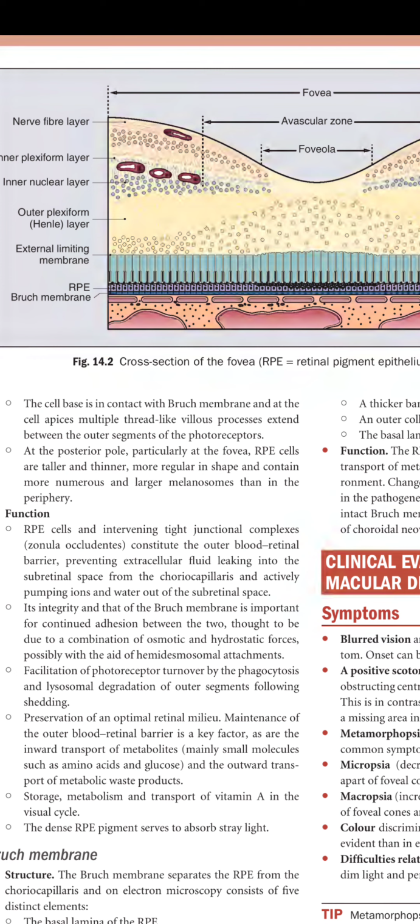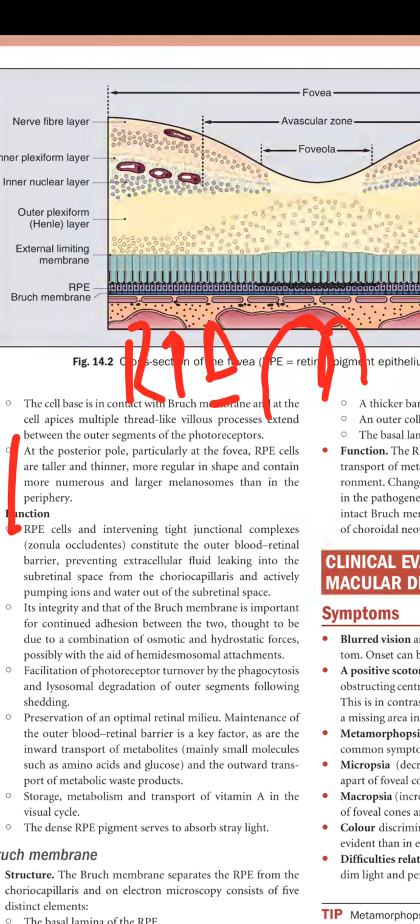At the posterior pole, particularly at the fovea, RPE cells are taller and thinner and more regular in shape, and contain more numerous and larger melanosomes than in the periphery. So it is very important from the fluorescein angiographic point of view. The RPE cells are taller here, more regular, and contain a large number of melanosomes.